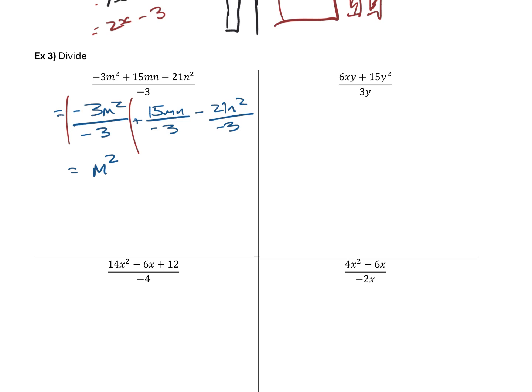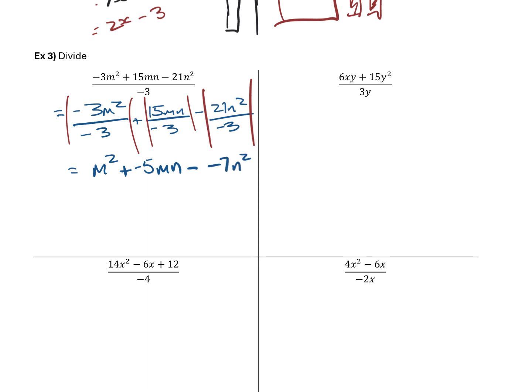Then I'm going to add my addition symbol, and then I'm going to consider the next term. I have 15mn divided by negative 3. Well, 15 divided by negative 3 gives me negative 5, and then I have the mn left over. So I have plus negative 5mn, and then I'm going to consider this term, 21n squared divided by negative 3. Well, 21 divided by negative 3 gives me negative 7. So I'm going to write my subtraction symbol, and then negative 7n squared.